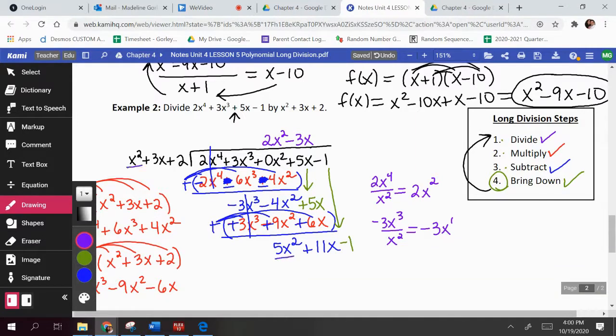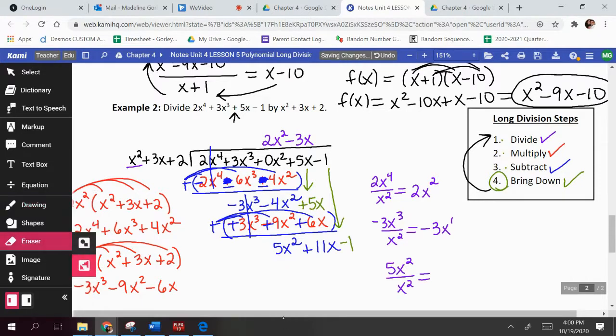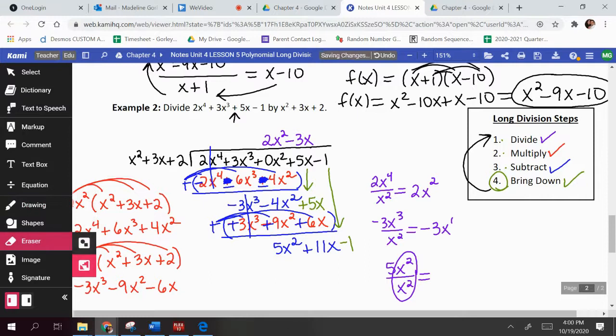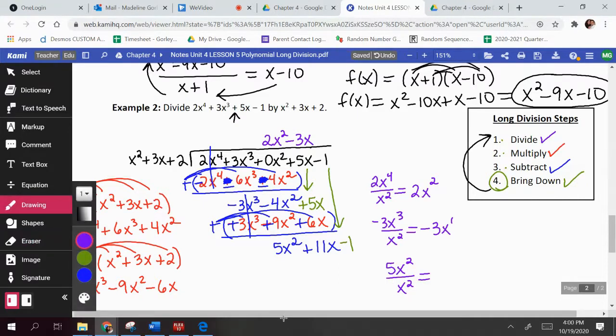First inside divided by first outside is going to be 5x squared divided by x squared. So the x squareds, those divide to give you 1. So really it's 5 times 1, which is just 5, right? That's going to go up top. Line it up with your other constant.